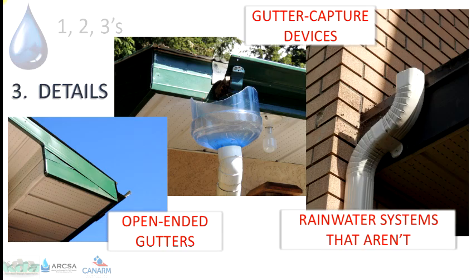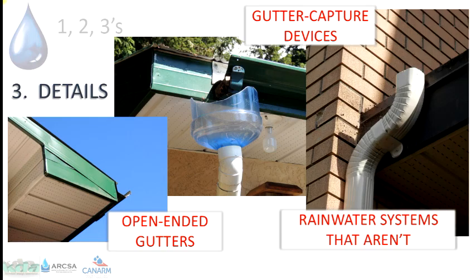And these are some other things that I get to see as well. So open-ended gutters, not good. Some sort of homemade gutter capture devices where the water flows out the end of the gutter and flops into this big plastic thing and then down a pipe and into the tank. And that is a potable system.